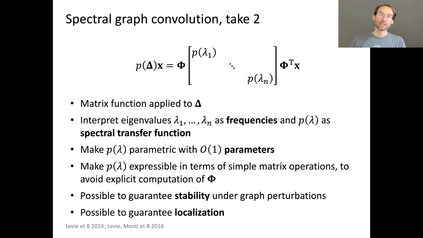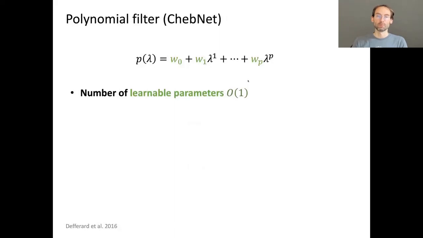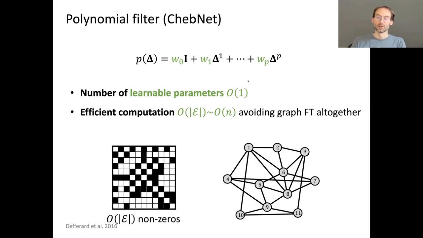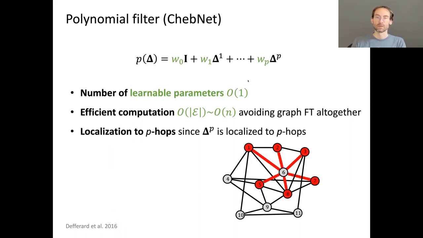So the simplest choice of such function is a polynomial. And here we have a fixed number of parameters, which are the coefficients of this polynomial. When we apply it to the Laplacian, we basically take just the p powers of the Laplacian, and because the Laplacian is usually sparse, it is roughly order of n, right? Or more correctly, order of the number of edges in the graph. So you can see basically how this matrix looks like. It looks like it is sparse.